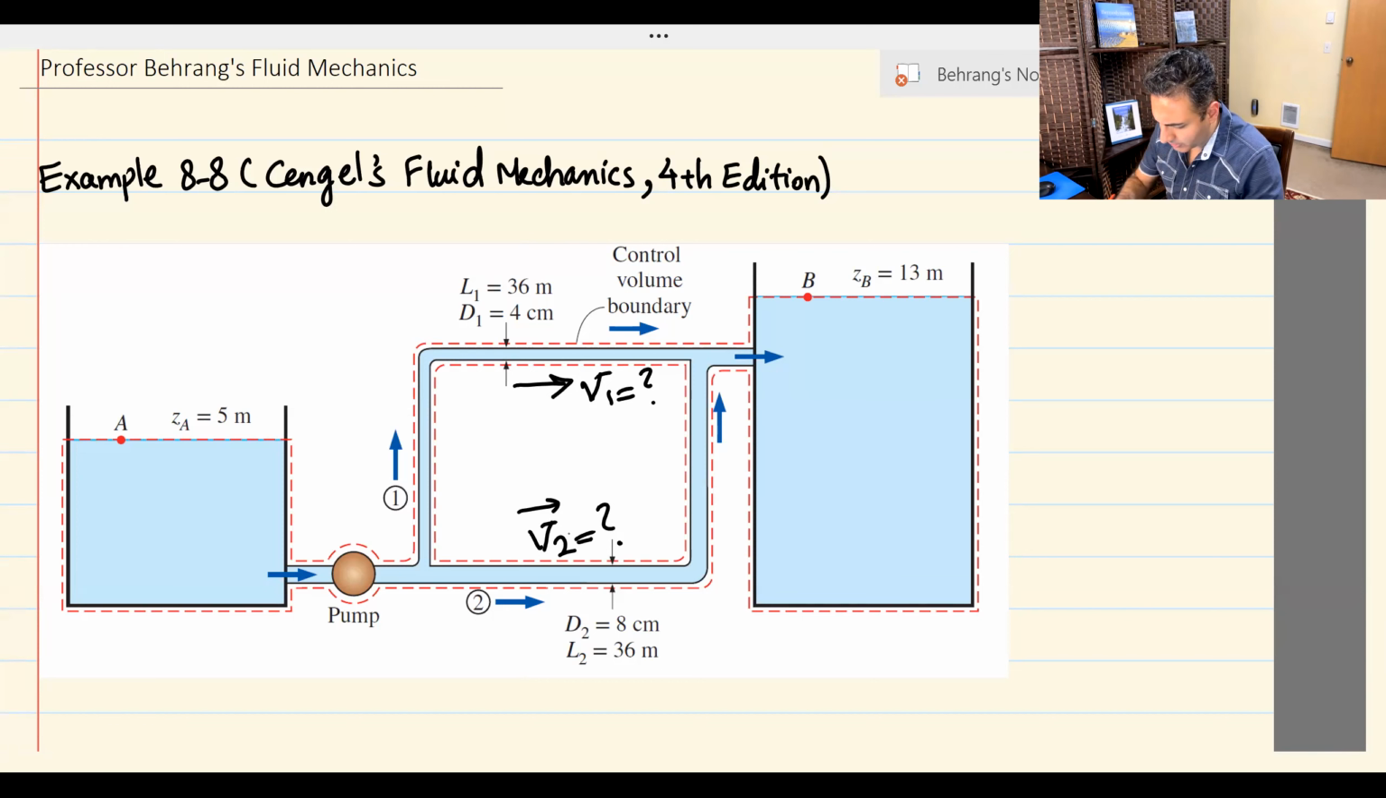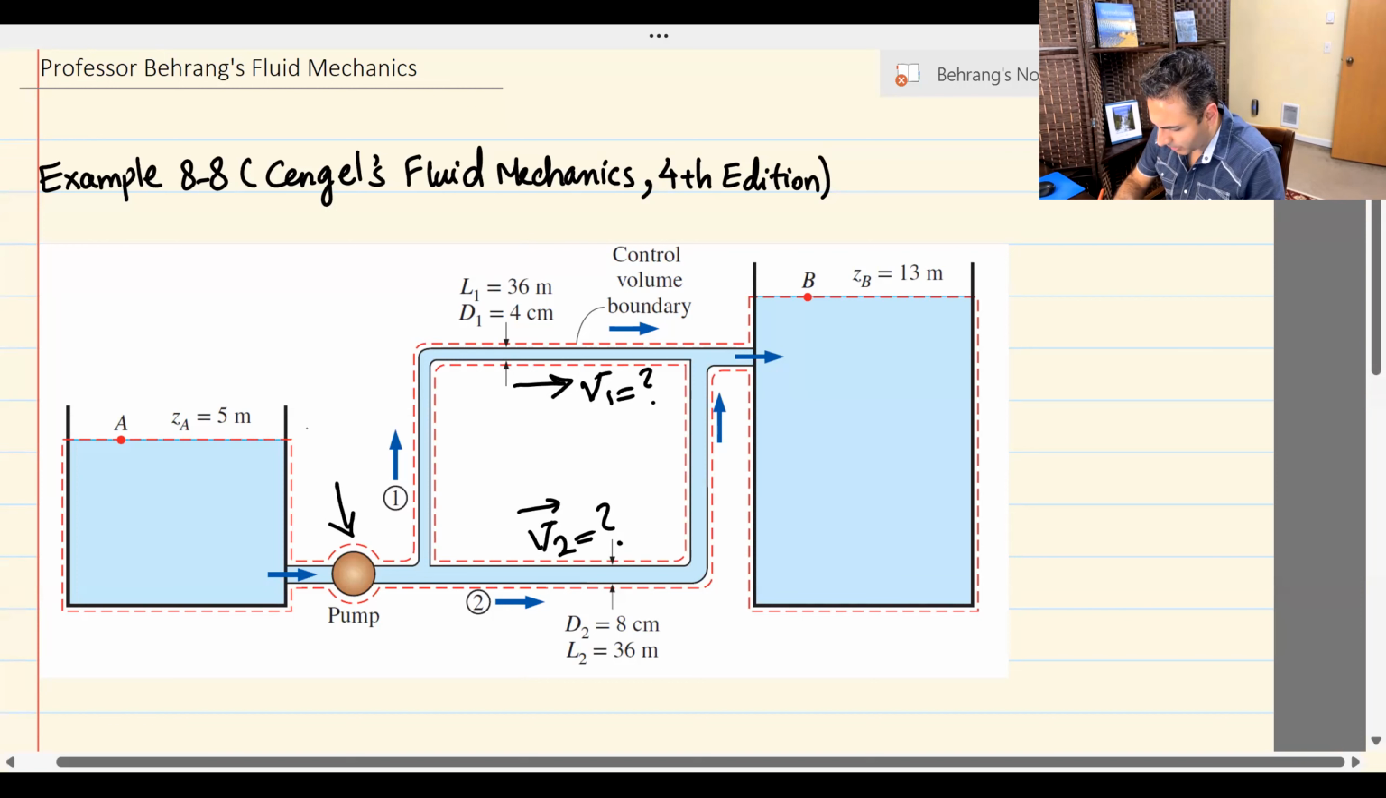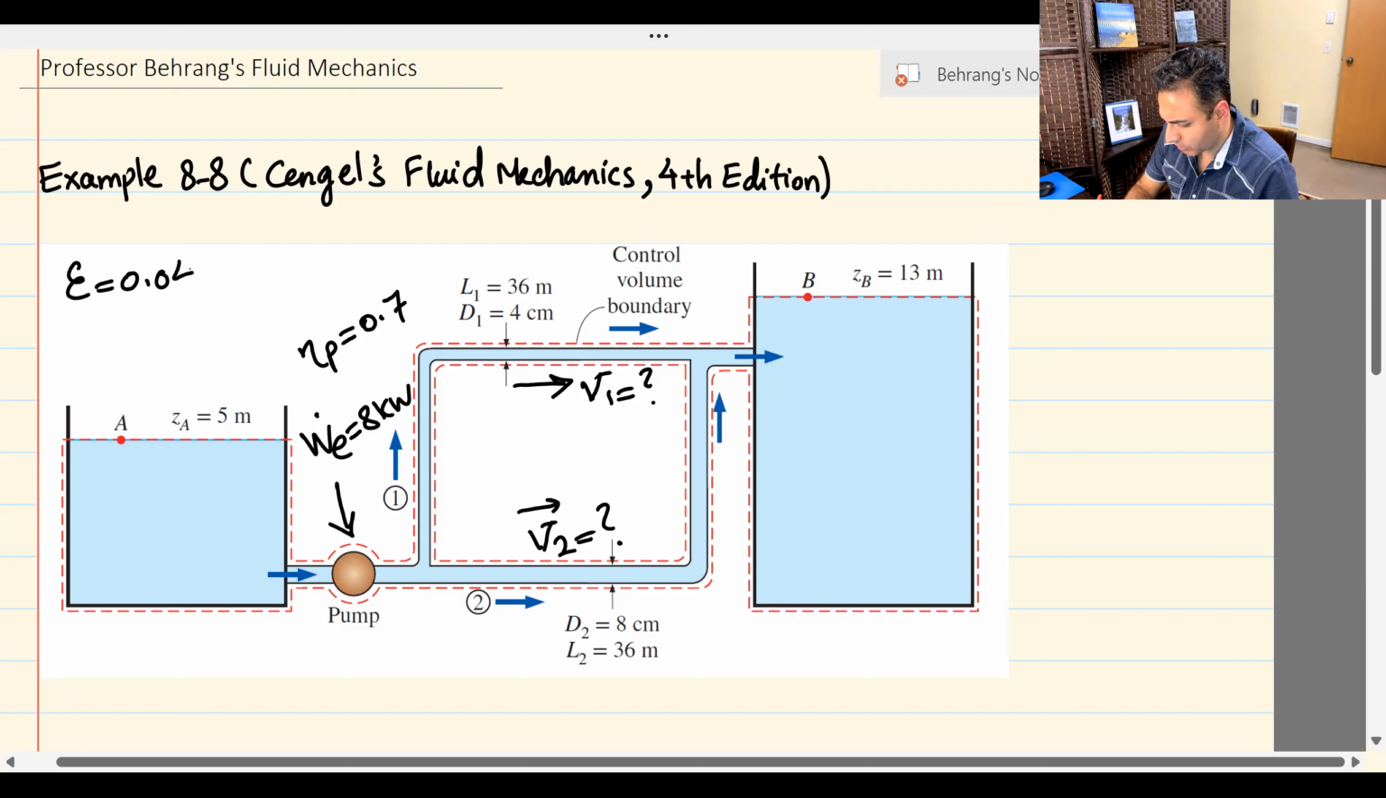And the information that is given is that this pump is consuming about W electric watts, about 8 kilowatts, and the pump efficiency is about 70%. This is the information that's given, plus the length of the pump, commercial steel. We talked about that. Epsilon is 0.05 millimeters for commercial steel.